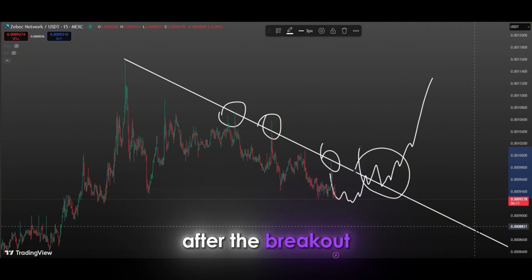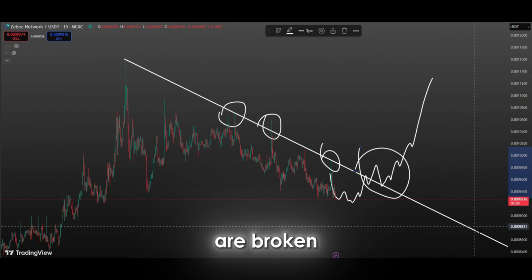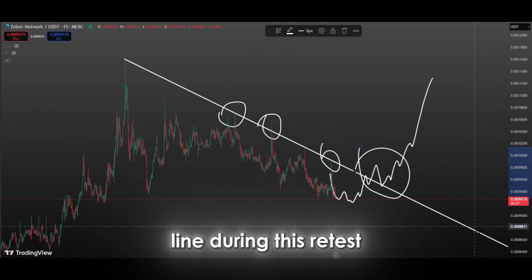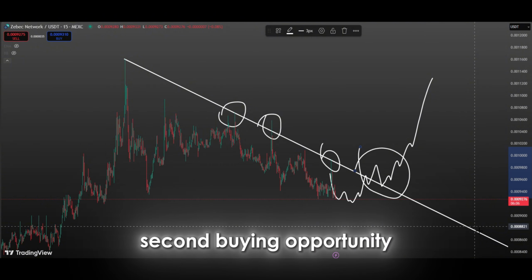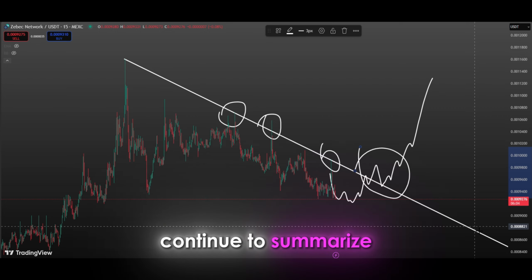The path of the price after the breakout is also important. Usually, when downtrends are broken, the price is expected to retest back to the broken line for a short period of time. If the price stays above the line during this retest, this provides a second buying opportunity for traders and an important confirmation that the uptrend will continue.